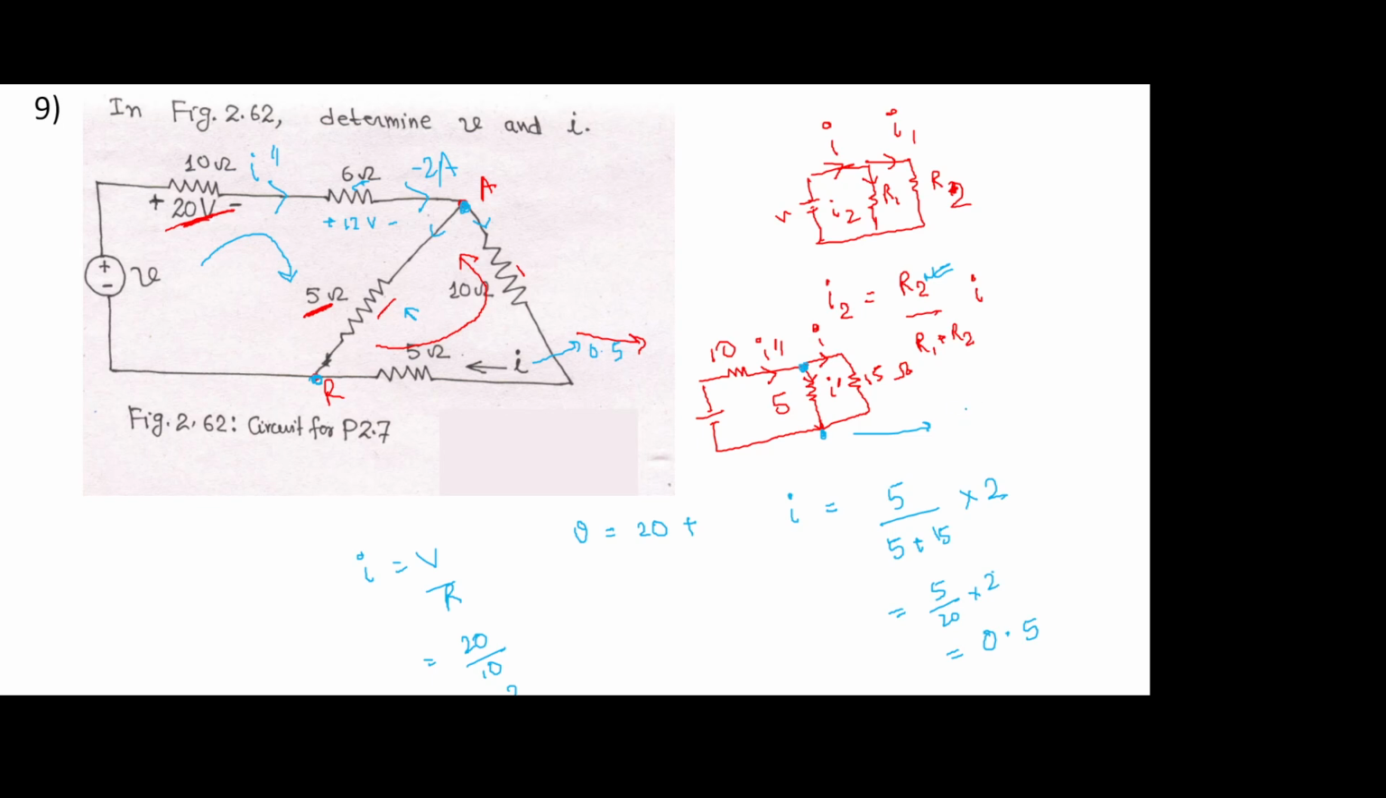so current is given as 0.5 into 15, that is 7.5, right? The voltage across this VAR will be 7.5. So 20 plus 12 plus 7.5. So it will be 20, 30, 32, 39.5. 39.5 volt.